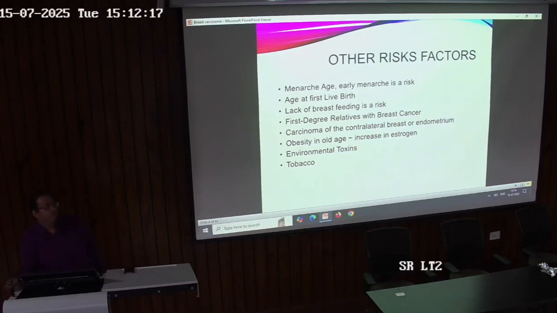Therefore, whenever a female is lactating, it is advised to feed the baby as long as possible, which is not commonly practiced in the Western countries. That's why the malignancy chances in Western countries are more. Other factors: first-degree relative with breast cancer, carcinoma of the contralateral breast or endometrium, obesity in old age, increased estrogen levels, environmental toxins, and tobacco.